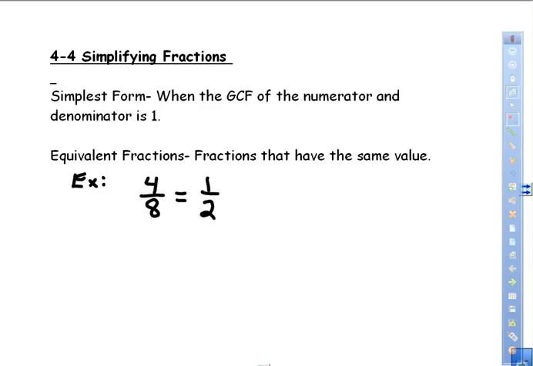Well, simplest form is when the greatest common factor of the numerator and denominator is 1. And I know when we worked on greatest common factor, we talked about this in class, the uses of finding the greatest common factor, and this is where we will be using it.